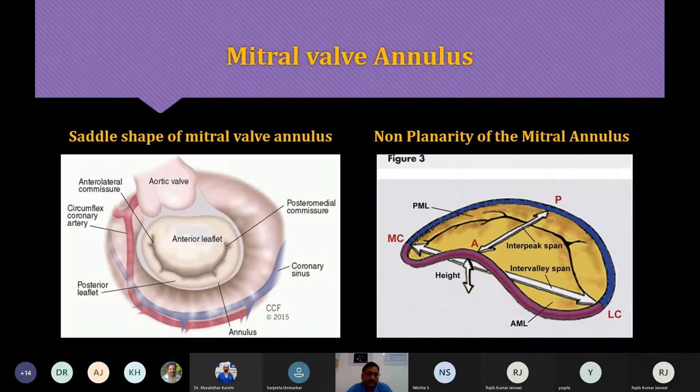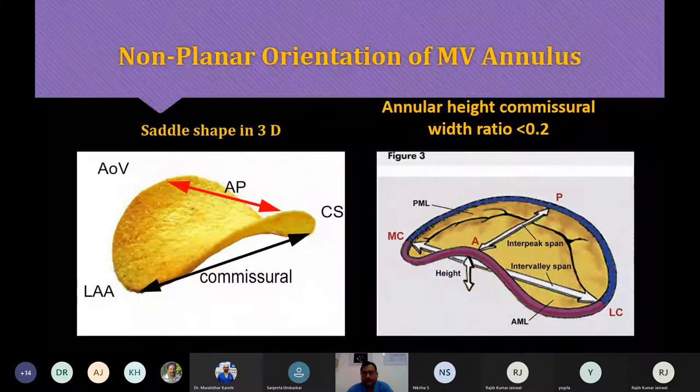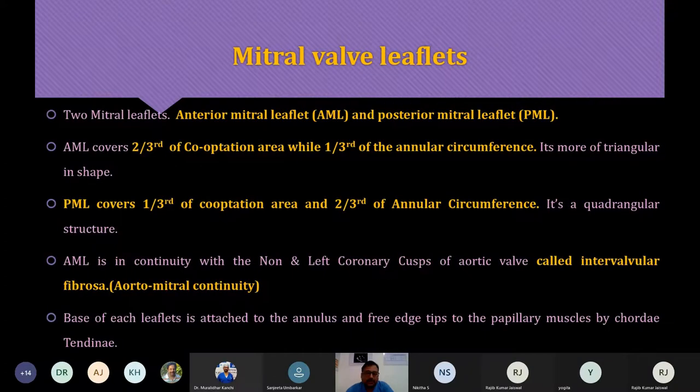The annulus is saddle-shaped. If you see a 3D constructed image, there is a definite non-planarity in the mitral valve annulus. It looks like a potato chip, a bigger potato chip, which I have kept here for comparison. So this is not a planar structure, it is non-planar. That's why it is very difficult for repairs when it comes to mitral valve procedures in ischemic mitral regurgitation.